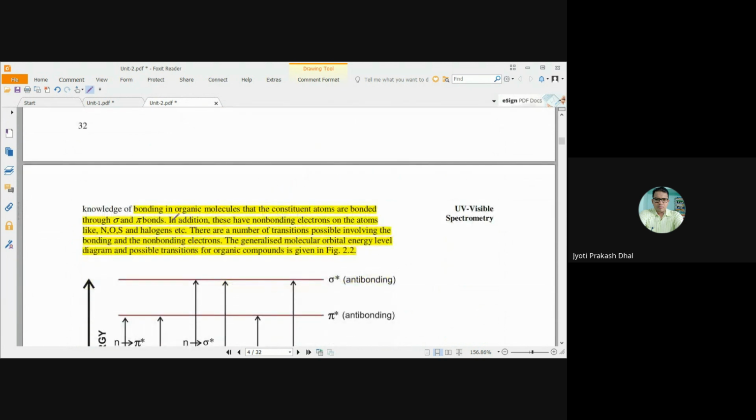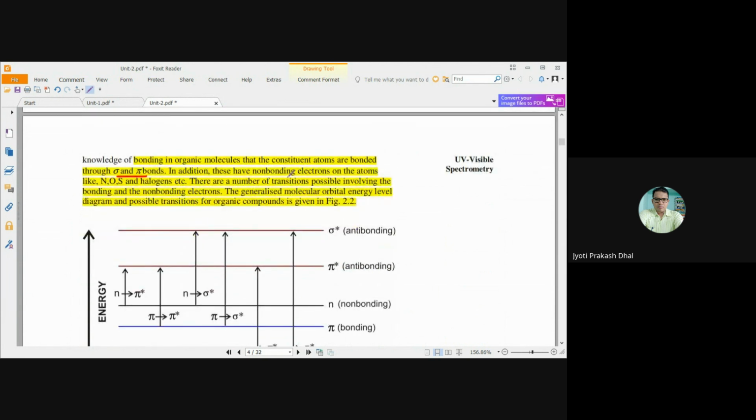For this knowledge of bonding in organic molecules, the constituent atoms are bonded, whether through pi or sigma bonds. In addition to that, some other type of non-bonding electrons are also there, that is called lone pair of electrons.